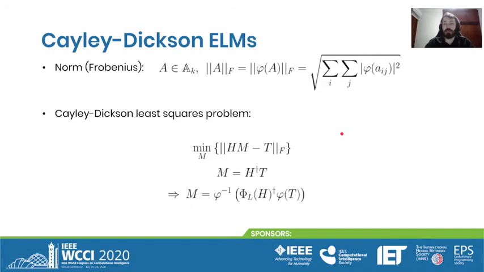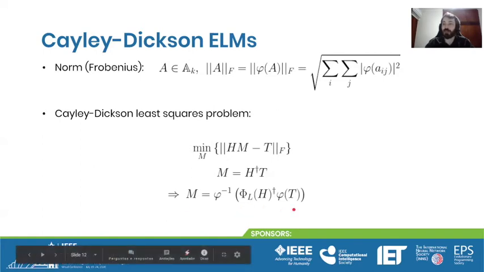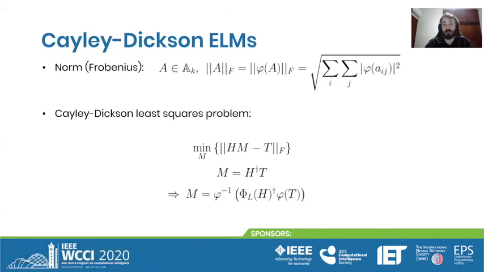Then to formulate the Cayley-Dickson least squares problem, we simply have to define a norm in A_K. So taking a matrix A in A_K, we define the Frobenius norm of it as the Frobenius norm of phi of A. And the Cayley-Dickson least squares problem is then formulated as the minimization of the distance of HM to the target vector in the Frobenius norm. And we adjust M by the pseudo-inverse. To calculate the pseudo-inverse in the Cayley-Dickson algebra, we can simply use the framework we developed previously and pseudo-invert this real matrix right here. So this is the expression that allows us to solve the Cayley-Dickson least squares problem by means of the calculations in a real-valued linear algebra.